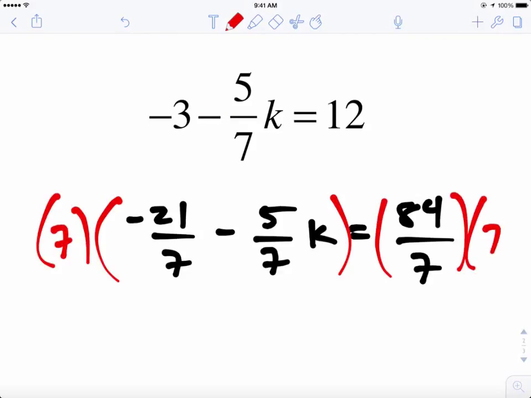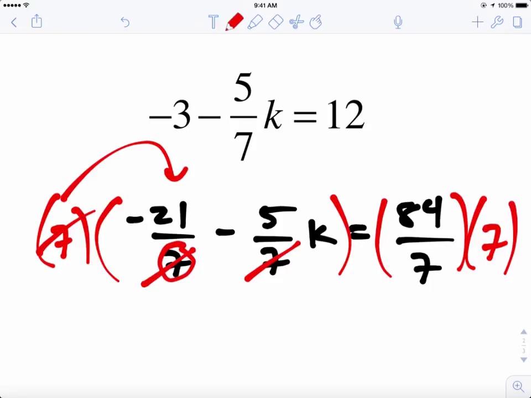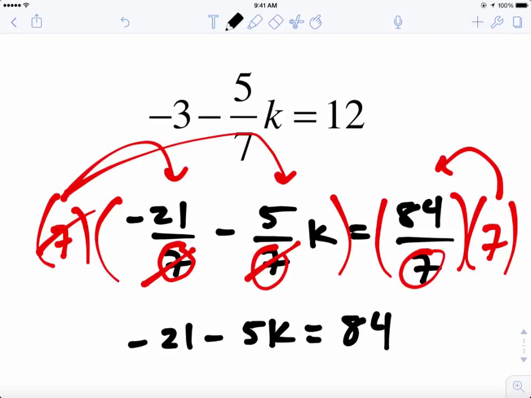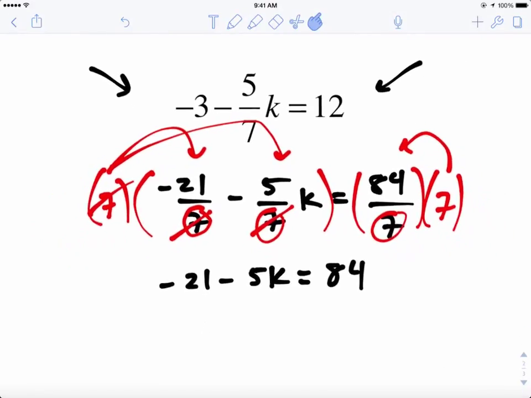And I hope you can tell that there's going to be a lot of easy simplifying. Right? This 7 and this 7, it's going to simplify to 1, because 7 times this, you can cancel the 7s. 7 times this number, you can cancel the 7s. 7 times this number, you can even cancel the 7s. And we end up with just negative 21 minus 5 times k equals 84. Wow, not so bad at all. And that's actually what you'd get if you multiplied both sides of our original equation by 7. So that's an option if you'd like to use it.